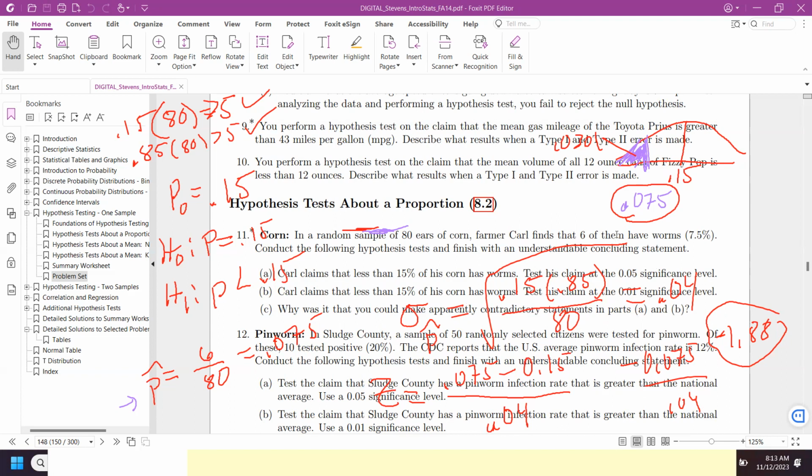Like I said, if people are going to die or lose a lot of money if you make a wrong decision, you want to go with that 0.01 significance level. And if it doesn't matter so much, 0.05 works.